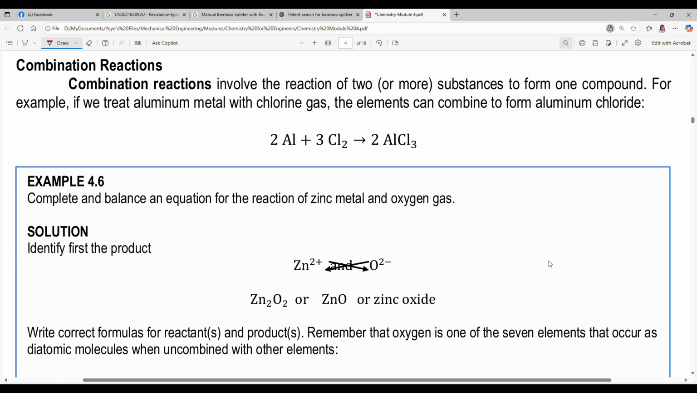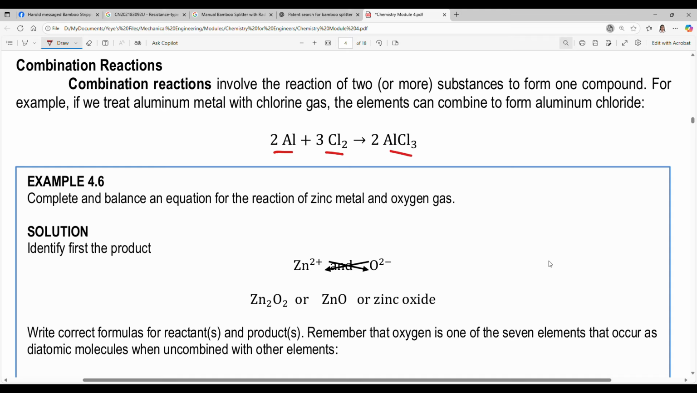Combination reactions involve the reaction of two or more substances to form one compound. For example, if we treat aluminum metal with chlorine gas, the elements can combine to form aluminum chloride. So aluminum plus chlorine will yield aluminum chloride.